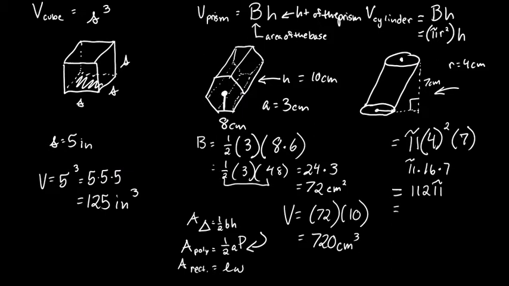If you were to multiply that out, 112 pi is your exact answer. However, if I say round to the nearest hundredth, you would give me 351.86 centimeters cubed. And those are pretty much the ideas. I'll continue and work through a couple more examples.